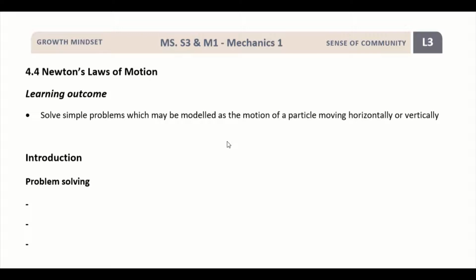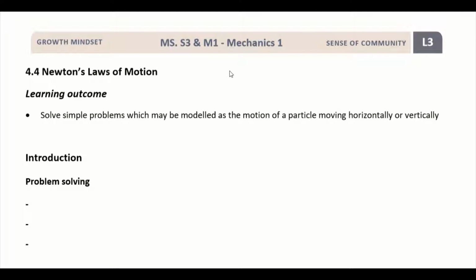Hi everyone, welcome to the third lesson for topic 4.4, Newton's laws of motion. Starting from this lesson, we'll be applying all the content that you have learned in the previous lesson or in the previous topics to help us solve problems.